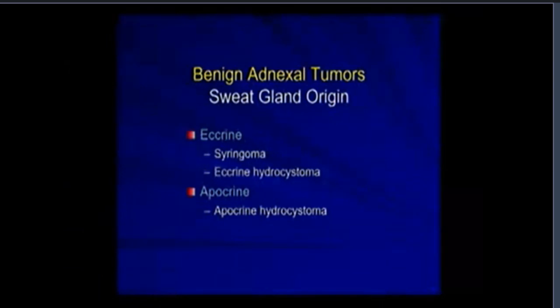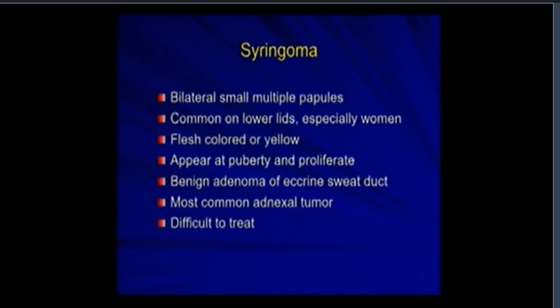Benign adnexal tumors arising from the sweat gland can be from eccrine glands or apocrine glands. The most common one arising from the eccrine gland is the syringoma, which is a bilateral small multiple papules, commonly in the lower eyelids, especially in women, and it's flesh colored or yellow. It appears at puberty and proliferates later on. It is a benign adenoma of the eccrine gland ducts, arising mainly from the duct, and it's the most common adnexal tumor because it's really common.